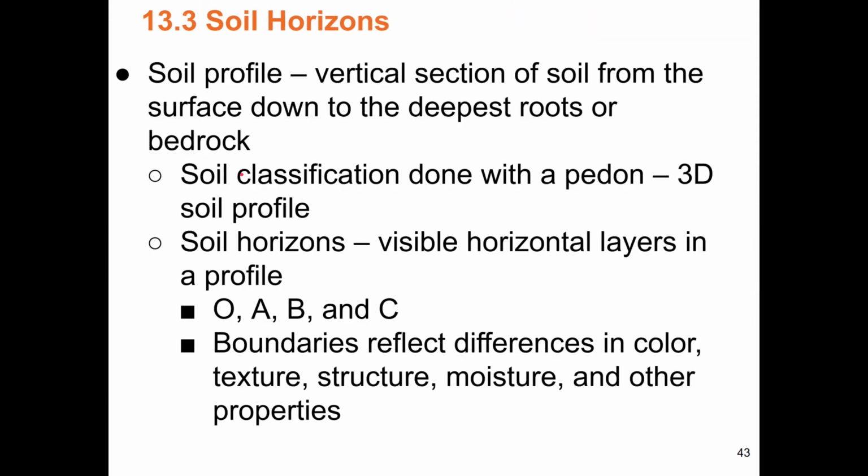Soil profile refers to the vertical organization of soil. There's different horizons, visible, horizontal layers in a profile. There's the O, A, B, and C horizons. I'm not going to test you on the horizons. You should know that there's horizons. They organize themselves as the soils develop over time. The boundaries between them reflect differences in color, texture, structure, moisture, and other soil properties.